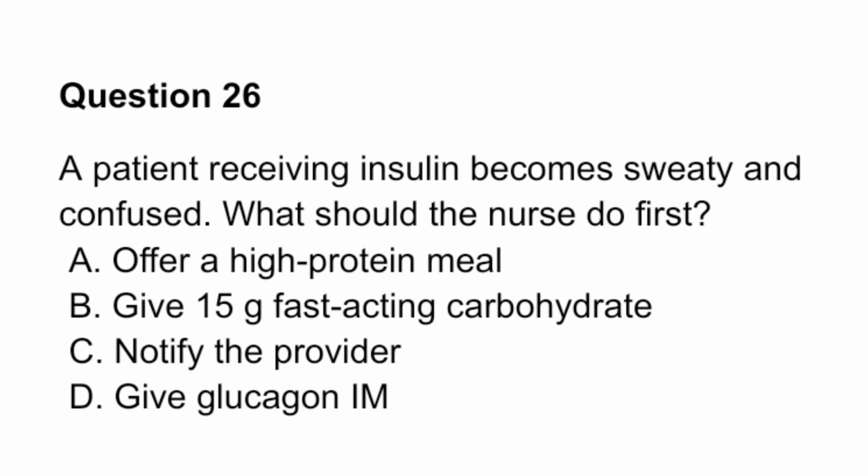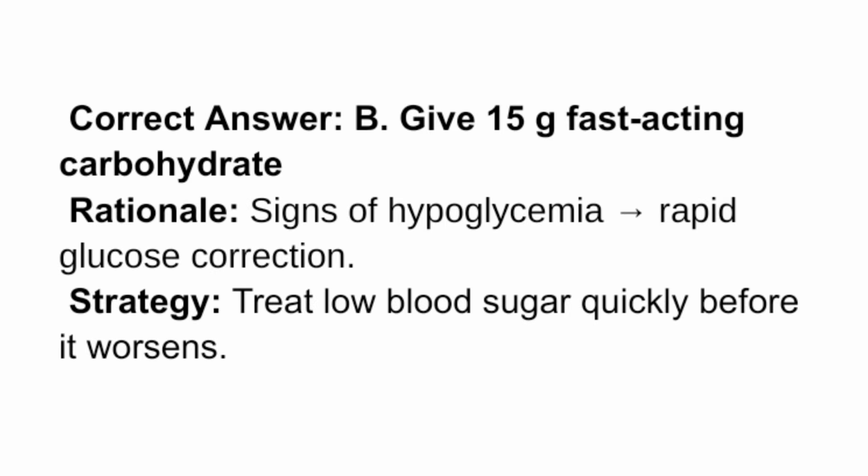Question 26. A patient receiving insulin becomes sweaty and confused. What should the nurse do first? A. Offer a high-protein meal. B. Give 15 g fast-acting carbohydrate. C. Notify the provider. D. Give glucagon IM. Correct answer, B. Give 15 g fast-acting carbohydrate. Rationale, signs of hypoglycemia, rapid glucose correction. Strategy, treat low blood sugar quickly before it worsens.